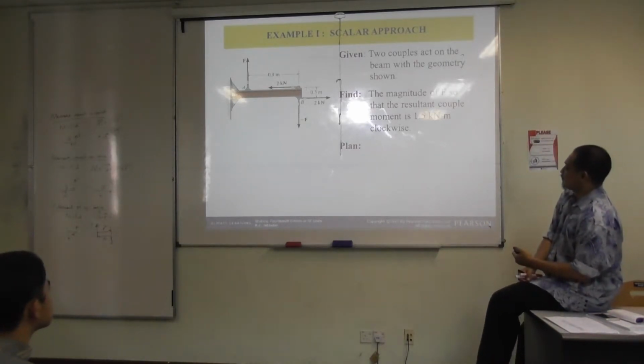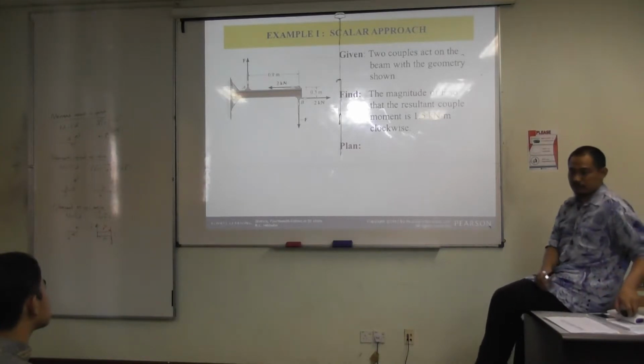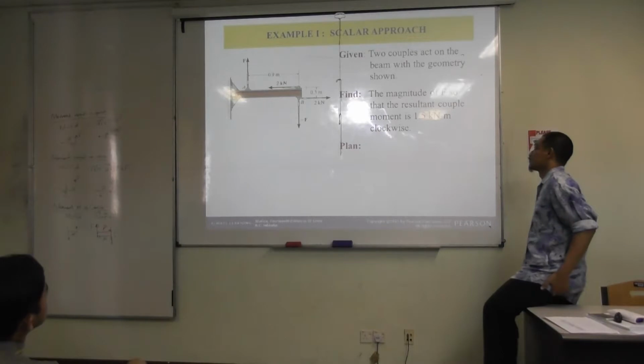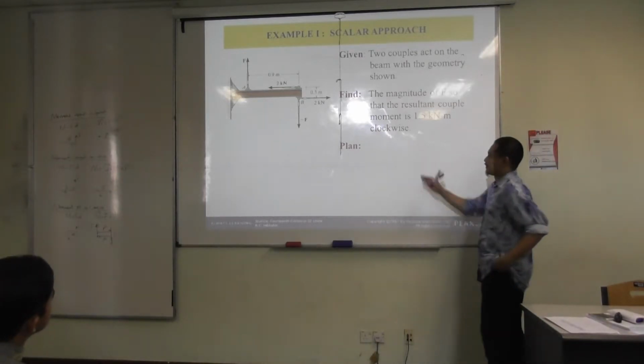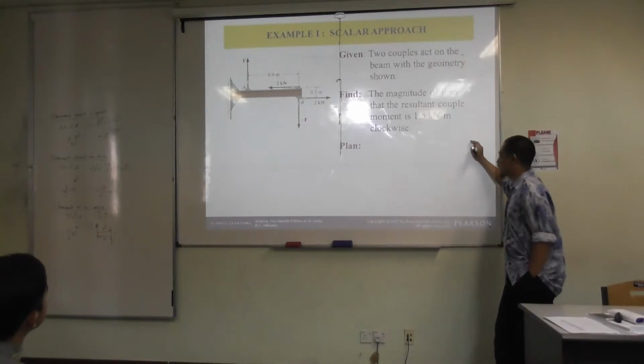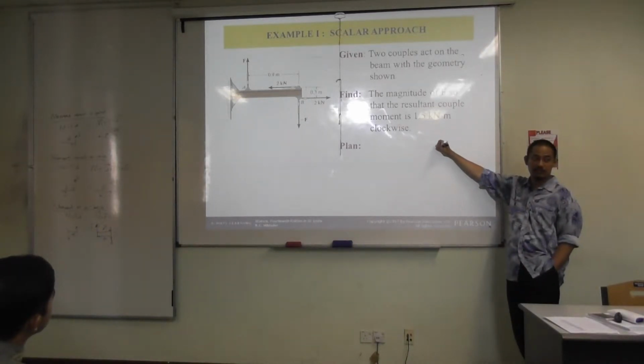Now, find the magnitude of F. You have to see here F and F, so that the resultant couple moment is 1.5 kN·m clockwise. Do you understand the question? Again, find the magnitude of F so that the resultant couple moment is 1.5 kN·m clockwise. How many of you do not understand?